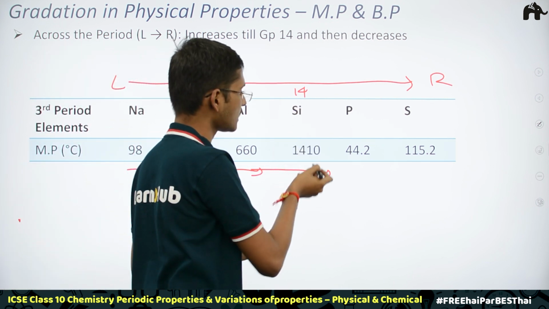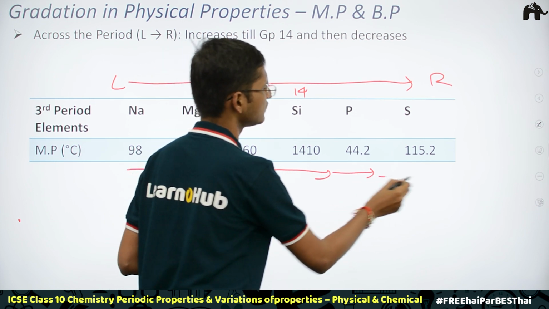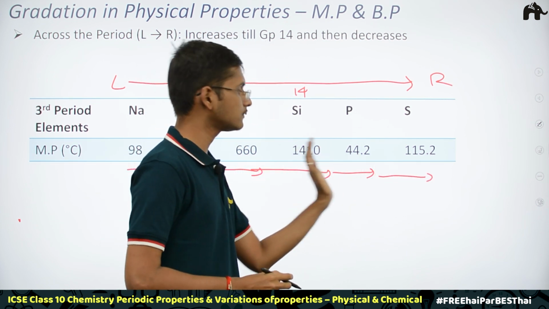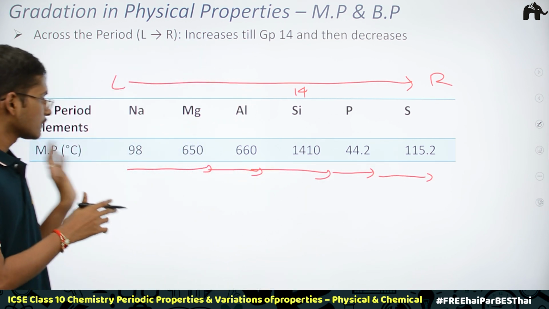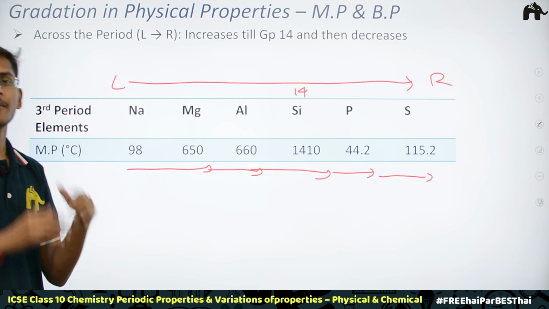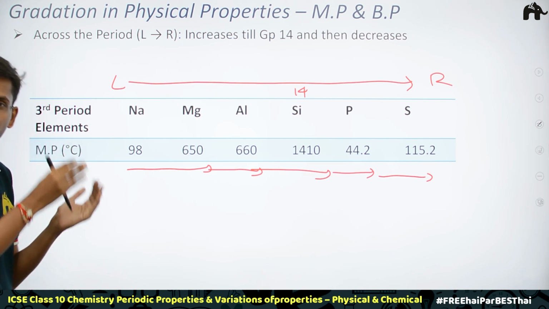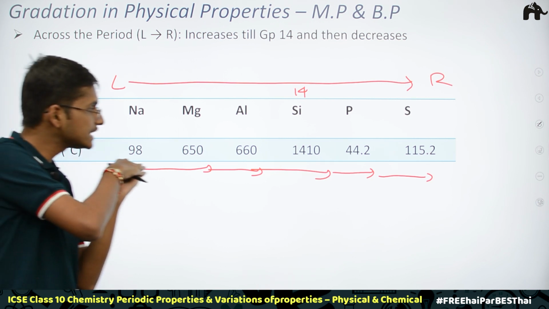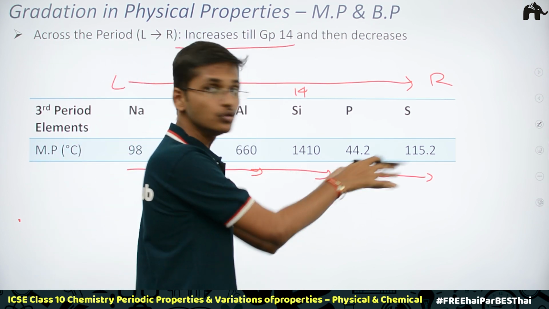Now here in this case, after group 14, it is decreasing, see 44.2, and then it's slightly increasing, but the net is decreased. You can observe here 1410 to 115.2. So what we have observed, when we move across the period from left to right, melting point, and yes, we don't have the data of boiling point, but boiling point also follows the same trend. What trend do they follow? They increase till group 14, and then they start to decrease.